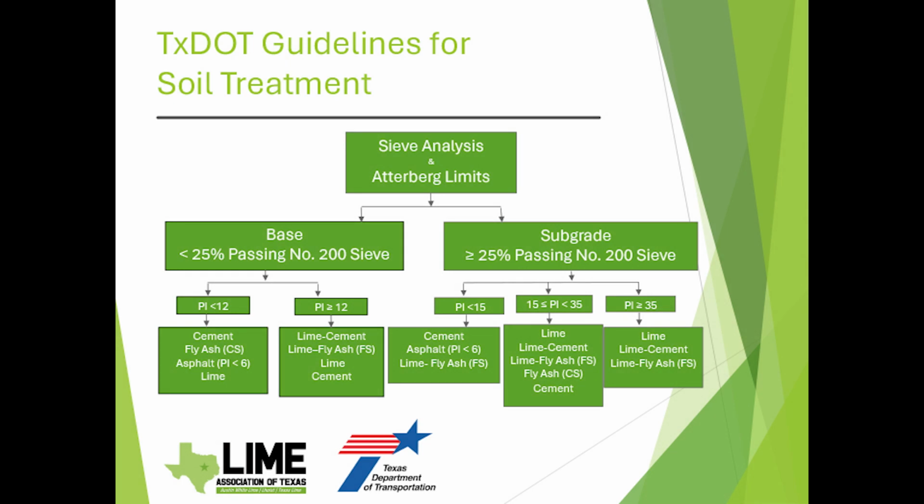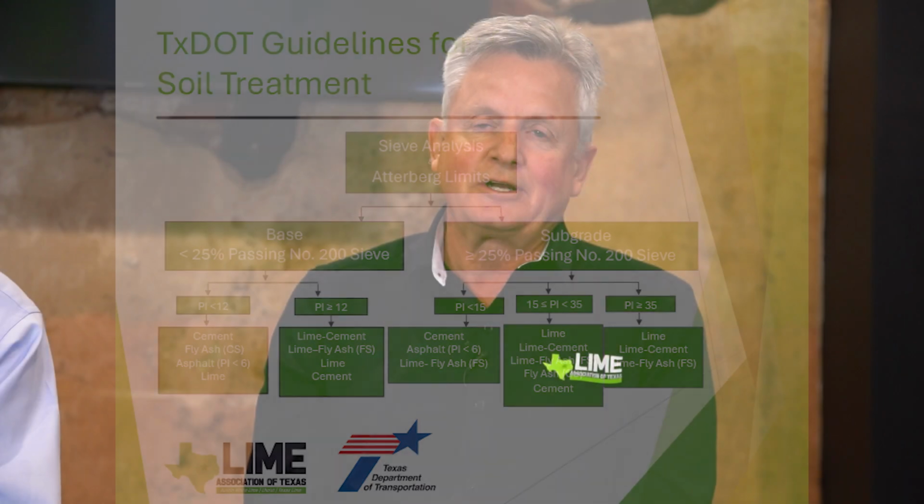So we'll jump right into the guidelines, and when you're talking about treating soils, one of the first things you need to do is run a sieve analysis and determine the Atterberg limits. With Atterberg limits, you hear the term plasticity index, but that's basically when we're talking about a liquid limit and a plastic limit, which are the two values you use, and the difference between those two is the plasticity index.